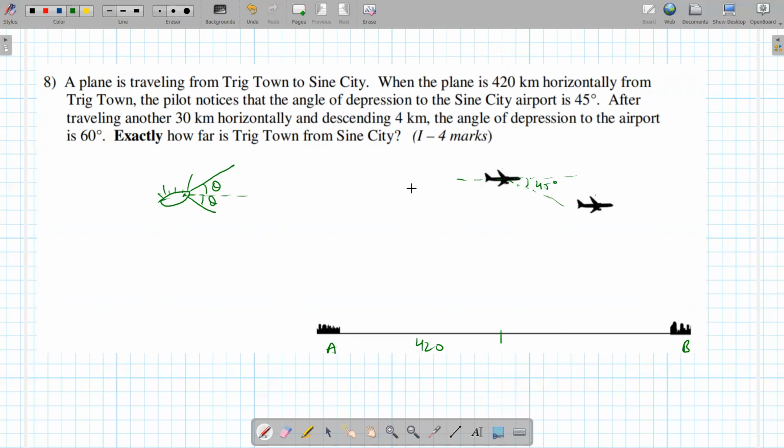And then after traveling another 30 kilometers horizontally, the distance from here to here is 30, and the height difference is 4. So the height from here to here is 4. He notices that the angle of depression is 60 degrees. This one's pretty tricky. How far, exactly, meaning we just need to write the exact ratios, is the distance from A to B?